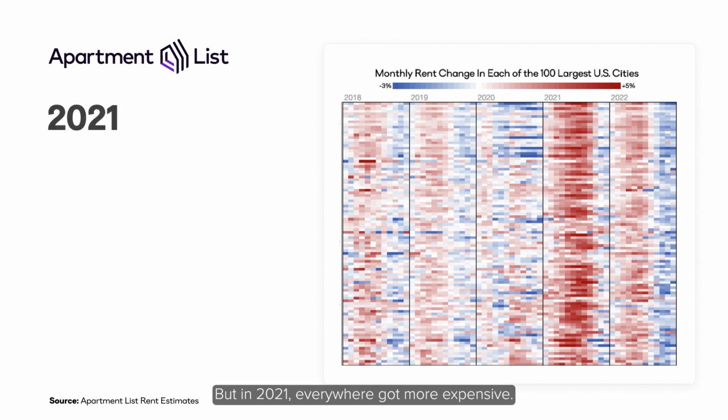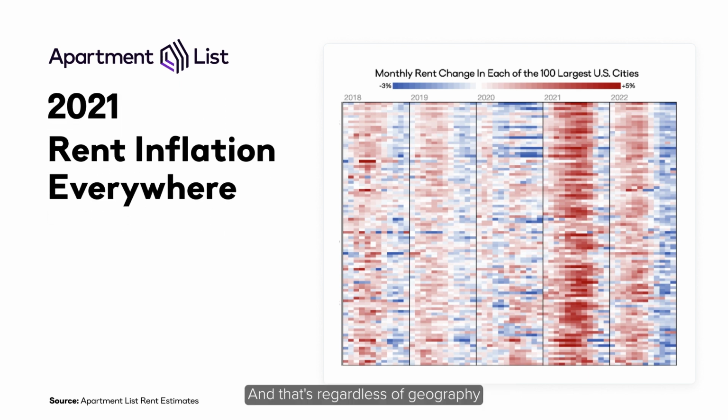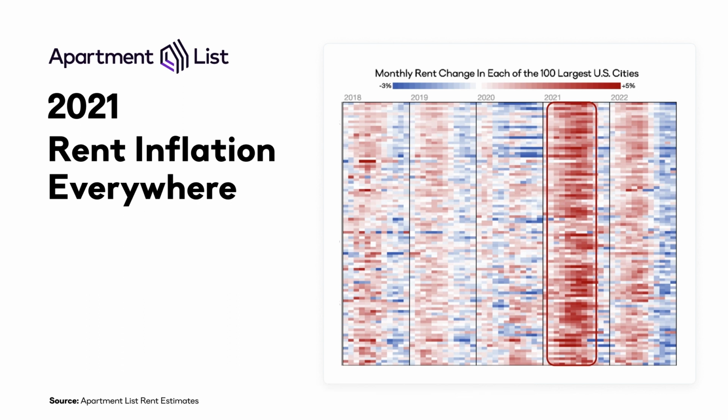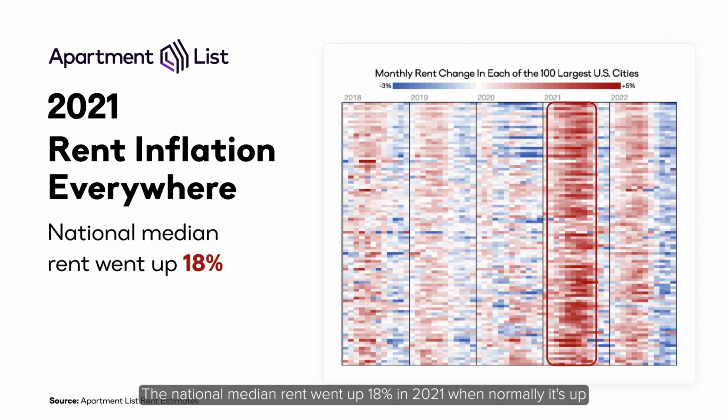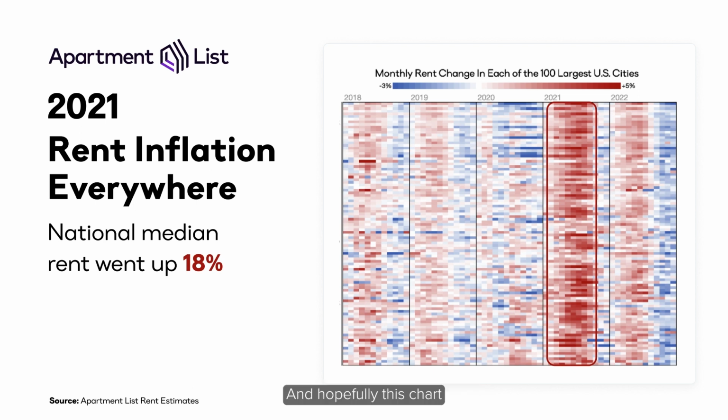But in 2021, everywhere got more expensive. And that's regardless of geography or density or population or whatever. As you can see, price increases were significantly greater than what we were used to. The national median rent went up 18% in 2021, when normally it's up 3, 4, 5% in any given year. And some specific parts of the country saw 20, 30, even 40% rent growth. And hopefully this chart really puts into perspective what happened that year and the financial strain that fell upon renters who were signing new leases in 2021.